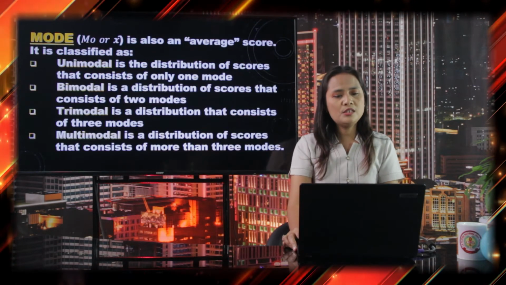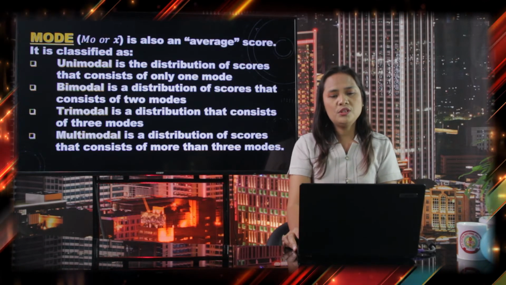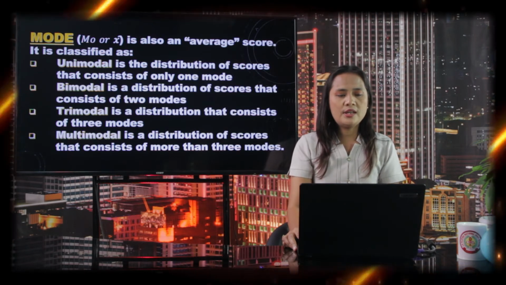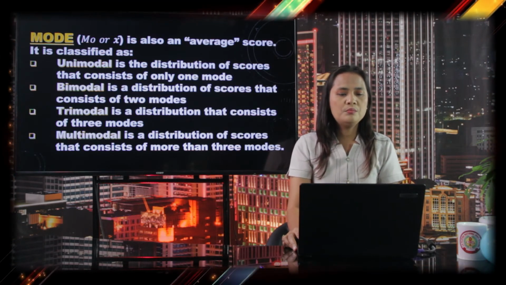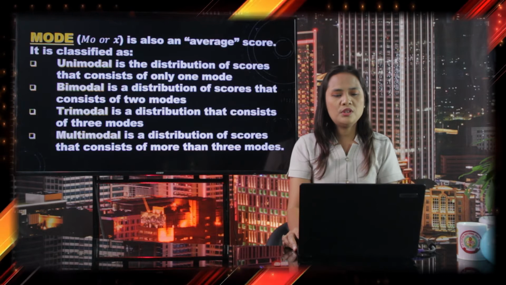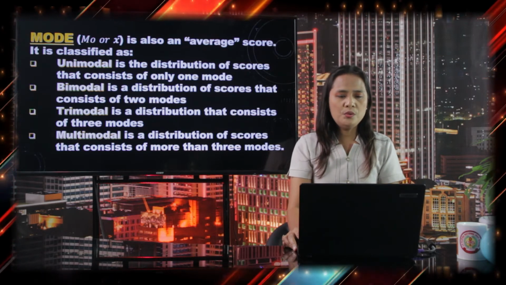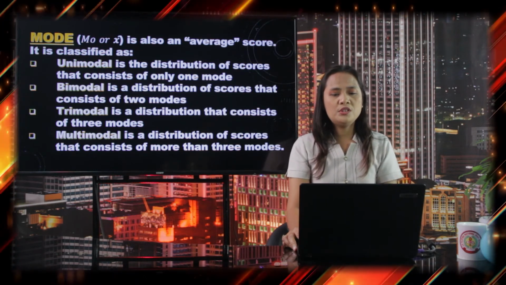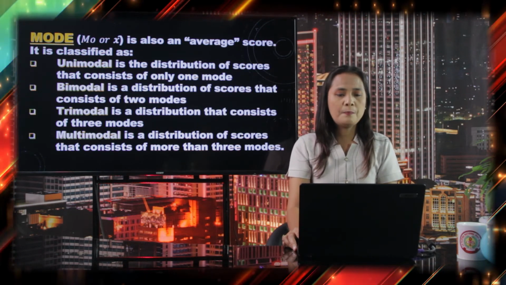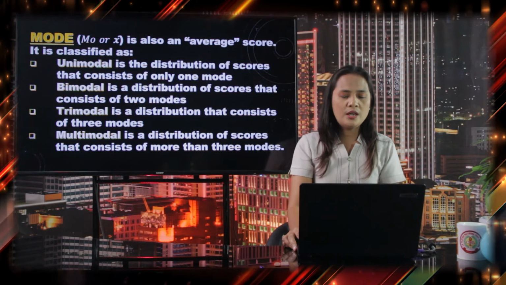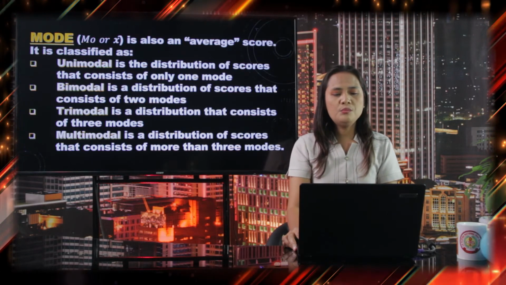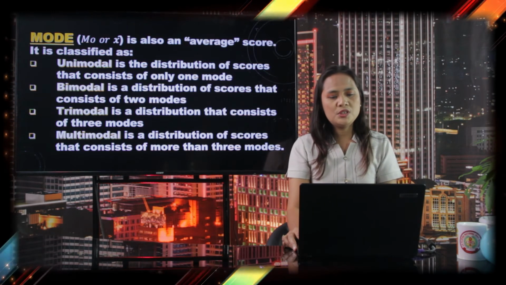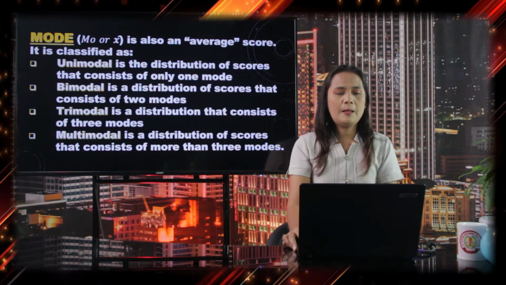Okay, the last one is the mode. The mode is also an average score. Mode is classified as unimodal, bimodal, trimodal, and multimodal. When we say unimodal, we have only one mode in our distribution of data. Bimodal consists of 2 modes. Trimodal, 3 modes. Multimodal consists of more than 3 modes.